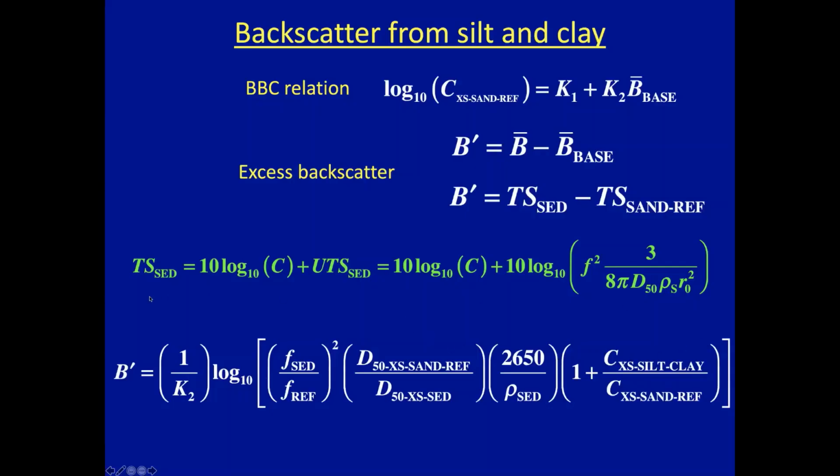Silt and clay also contribute, and you can basically use theory to derive something here, and this is our B prime definition. We can actually have a theoretical plot for different conditions of silt and clay versus sand, plotted as a function of the ratio of silt and clay to sand in suspension. This is all in that paper ad nauseam.